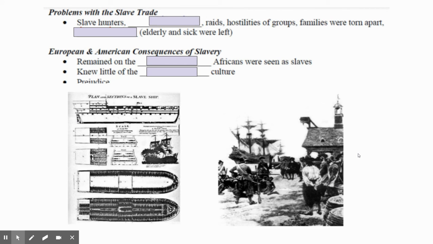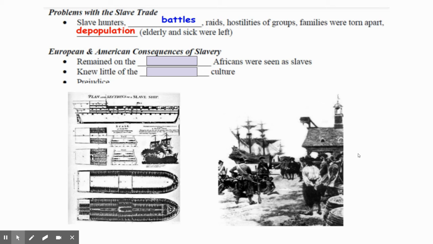Anyway, problems with the slave trade. You created slave hunters. You had battles that were really not necessary, but they were there because somebody knew that they could profit from what happened in the end. You had raids of different villages. You had hostilities towards different groups that had at one time probably been very friendly with one another. Obviously, families were torn apart.